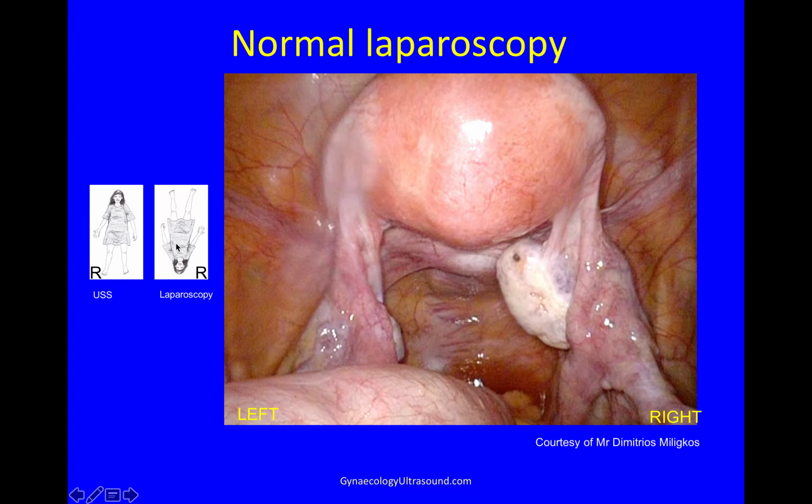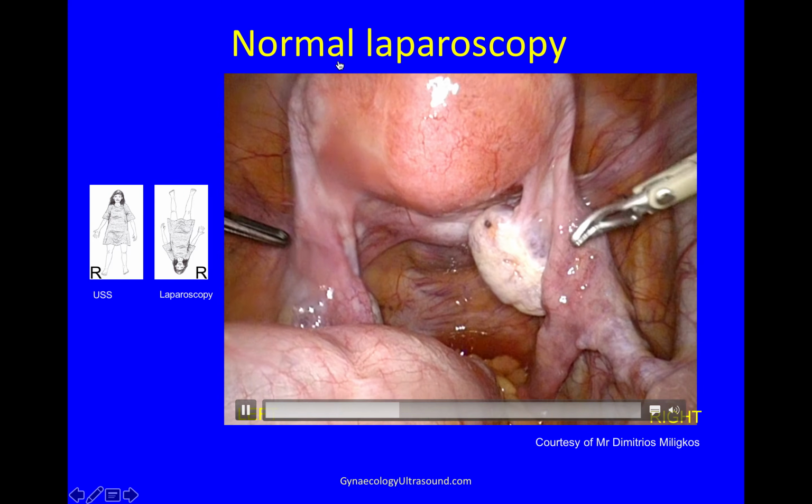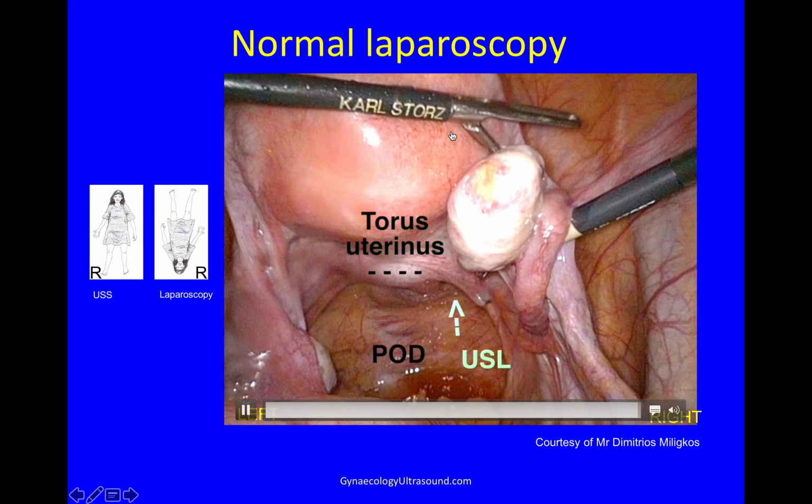But at laparoscopy, the pelvis is inspected from this way, so looking toward the patient's feet. So in this view, you're looking at the back of the uterus. The bladder is in front of the uterus, and on these sides you can see the ovaries, you can see the fallopian tubes, but most importantly here at the back of the uterus, this is the torus.